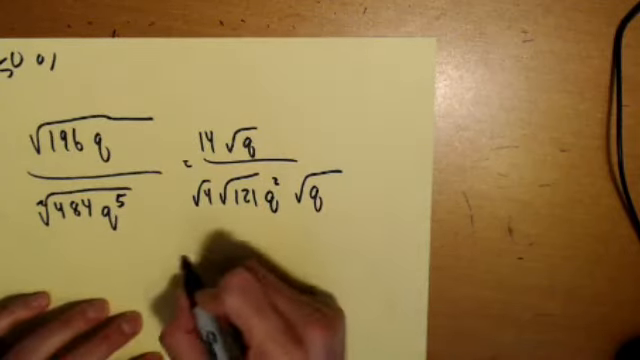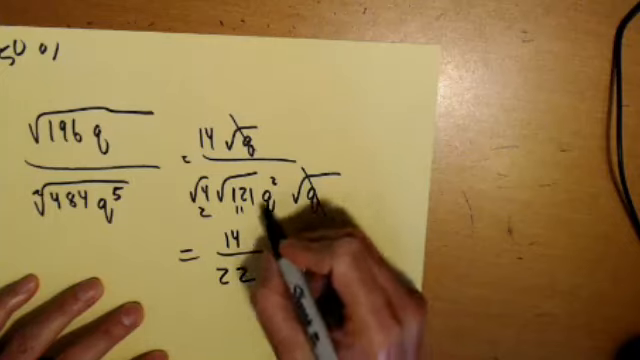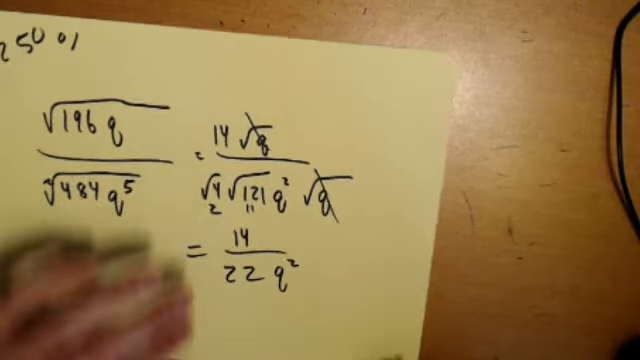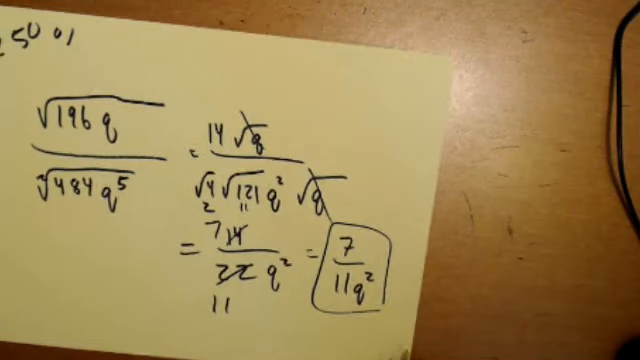Okay, so this gives us, I guess we could cancel out those rad Q's. So that's a 14, and then that's a 2, and that's 11, so 22 Q squared on bottom. Oh, they're both even, so I guess we keep going. 7, 11, so 7 over 11 Q squared. Whew. Okay.